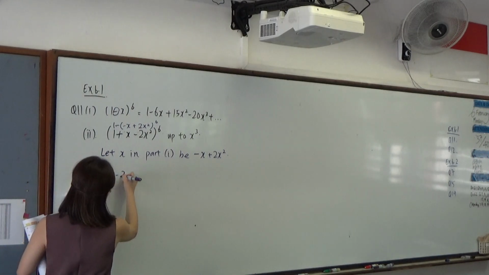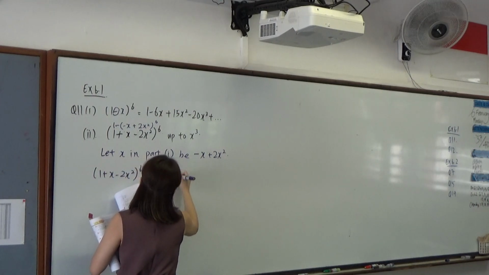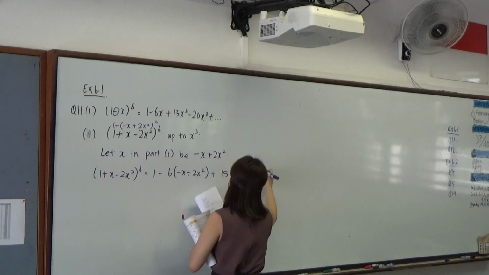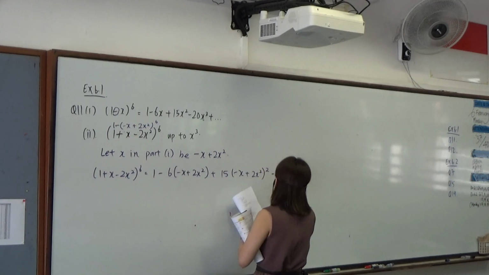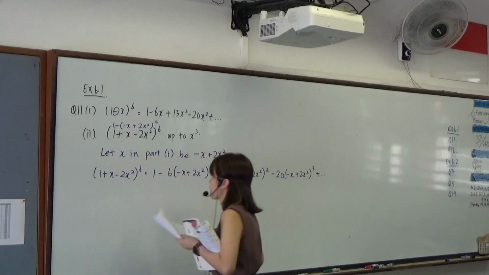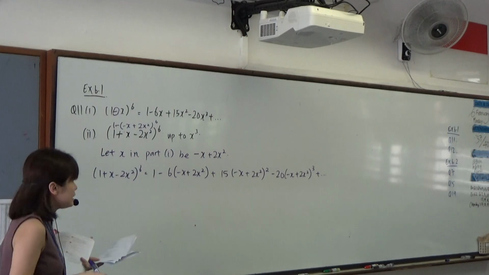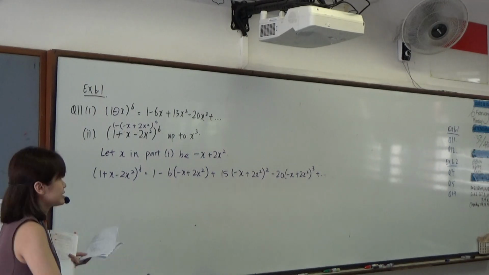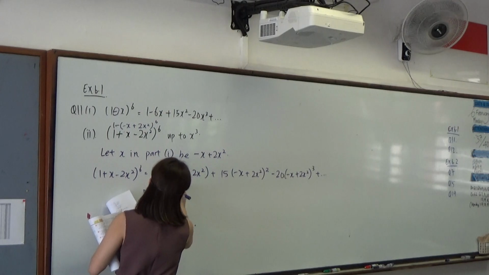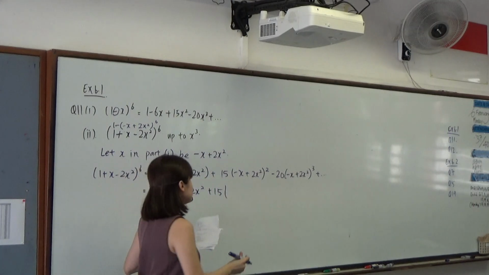Then now, we will have 1 minus 6 bracket negative x plus 2x squared, plus 15 bracket negative x plus 2x squared squared, minus 20 bracket negative x plus 2x squared cubed. Okay, so we have this. Alright, then since we're trying to expand up to x cubed only, you just have to keep all the terms up to x cubed. The ones that are more, you can just hide inside the dots. So in this first one, you will get plus 6x minus 12x squared.